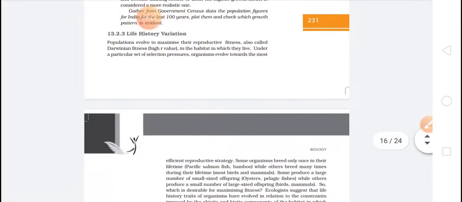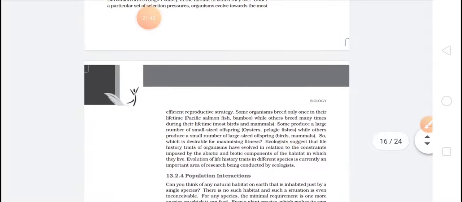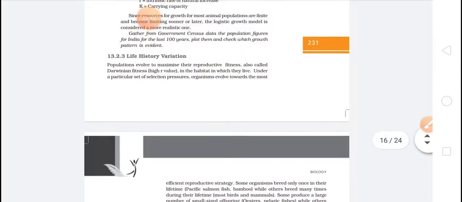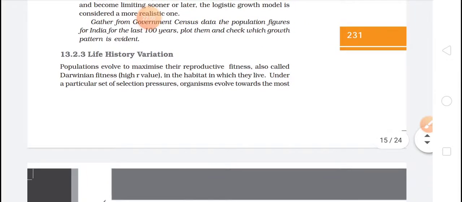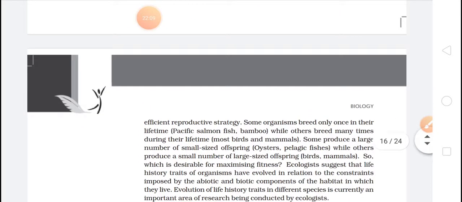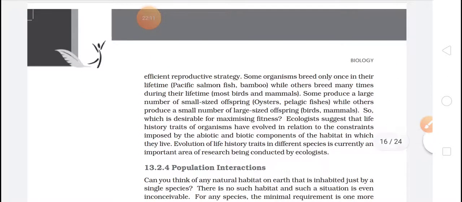Now come to the next topic, which is life history variations. We have variations which are seen. The population evolves to maximize its reproductive fitness, which is called Darwinian fitness, in the habitat in which they live. Under a particular set of selection pressures, organisms evolve towards the most effective reproductive strategies.